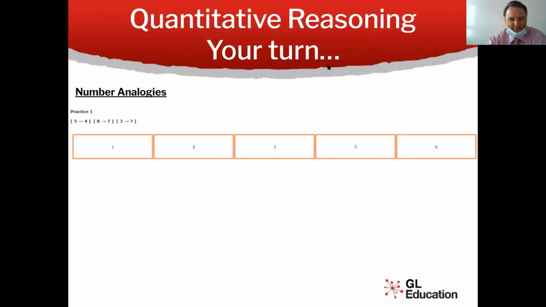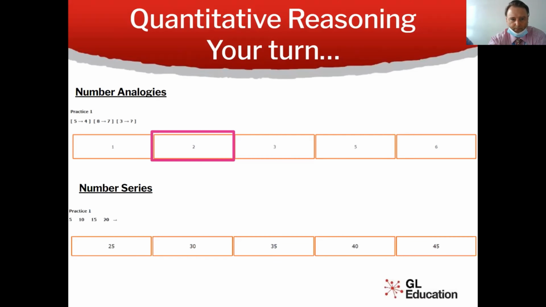Number analogies. This one is going to ask them to work out sequences. So obviously you've got 5, 4, 8, 7, so 3. The next logical number in the sequence would be 2, as there's one difference between 5 and 4, 8 and 7, 3 and 2. And then the number series.